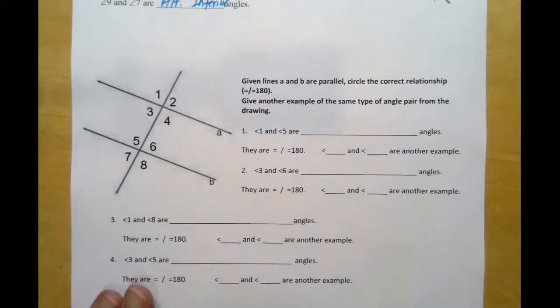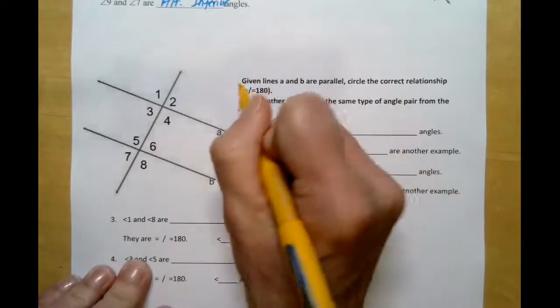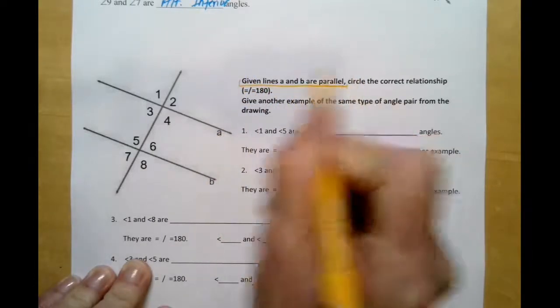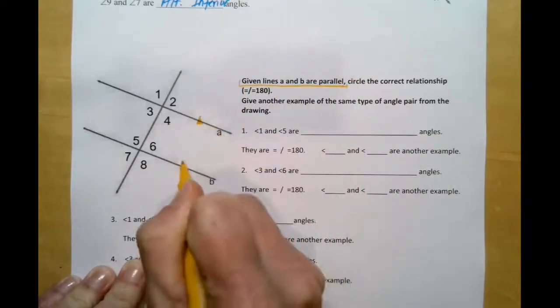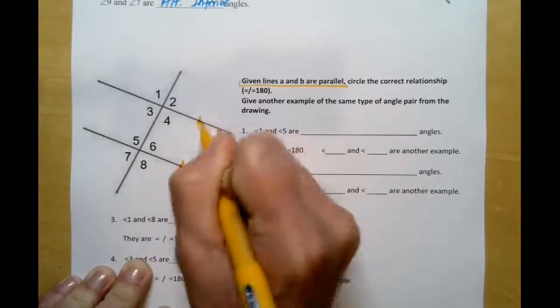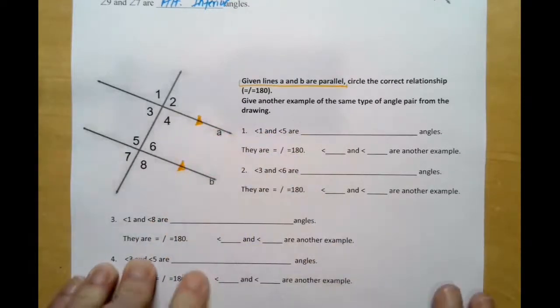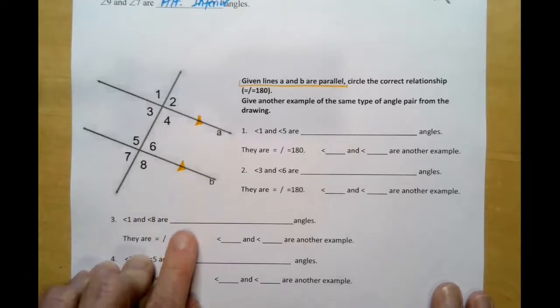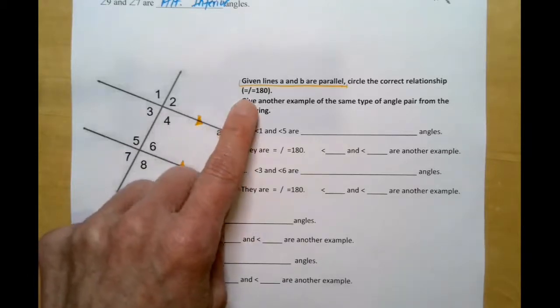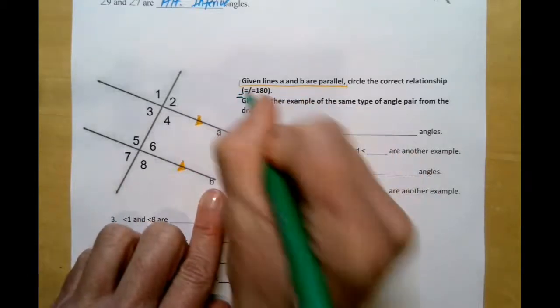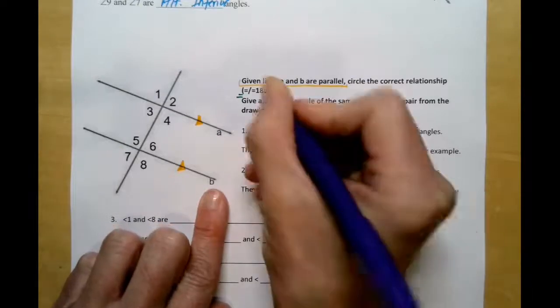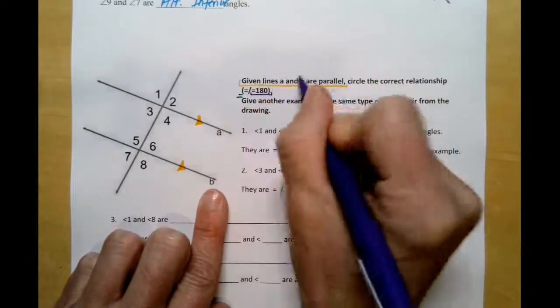Okay, now we're getting into the fun part. Given lines A and B are parallel. All right, now I can go ahead and draw those relationships. A and B are parallel. Good news. Circle the correct relationship. And these two things are talking about, are they equal? Or what does this mean if they are equal to 180 degrees?